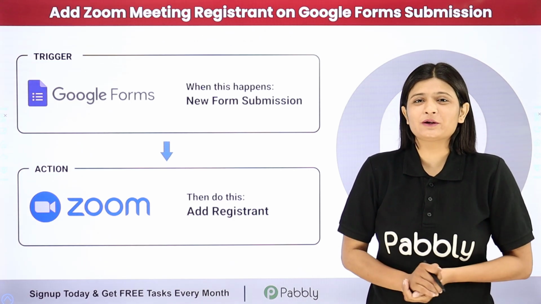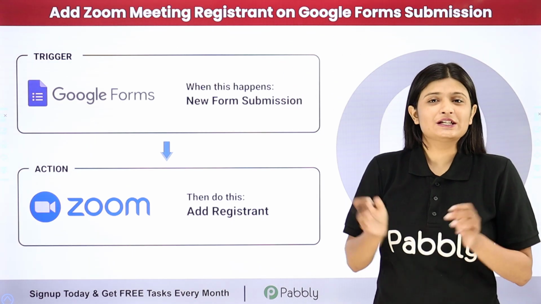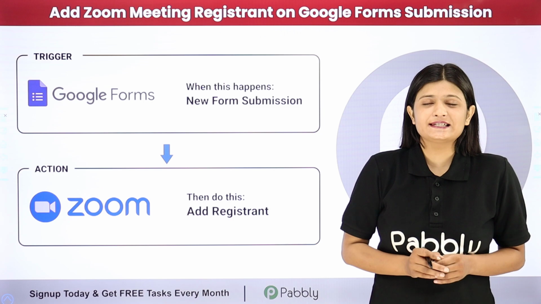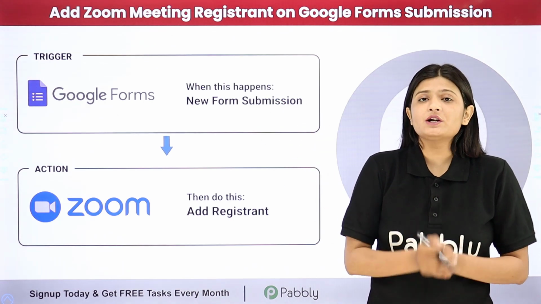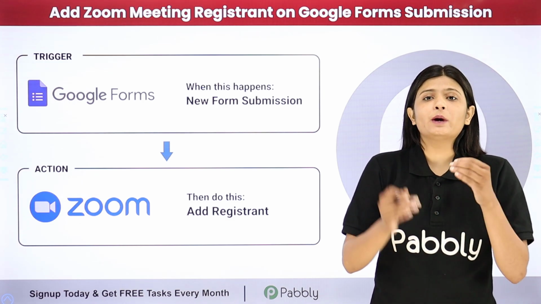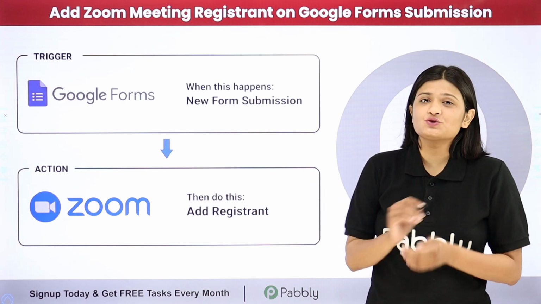So in this video, we are going to learn how to add Zoom meeting registrant on Google Form submission. So let's suppose I'm running a marketing agency and I'm collecting all my potential leads with the help of Google Forms. I want whenever a potential lead fills the form to attend my webinar, it should be automatically added as a registrant in my Zoom account.